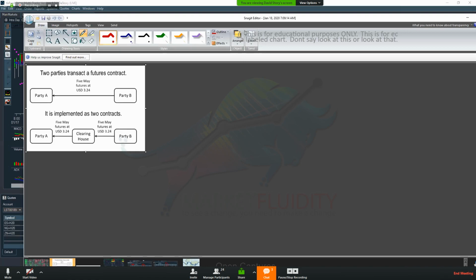It's two parties that transact a futures contract. So it's an agreement to buy something at a later date. And usually a broker house or clearing house is in the middle between party A and party B. In the futures market, we usually trade 3 months out. You can trade 6 months out. You can trade 12 months out. But the liquidity in the market is usually about 3 months out.